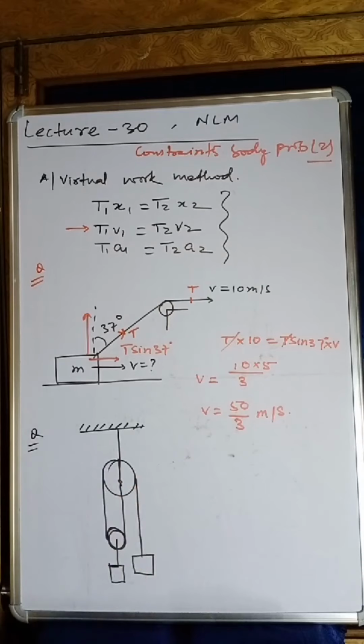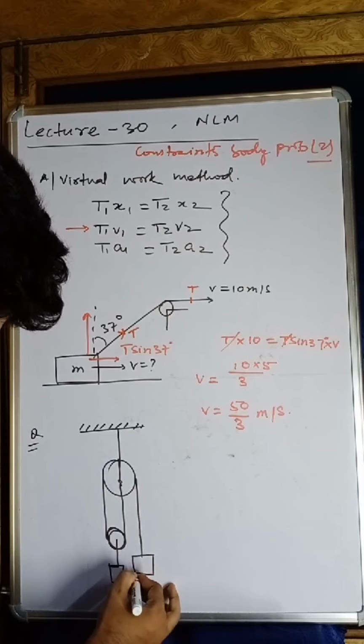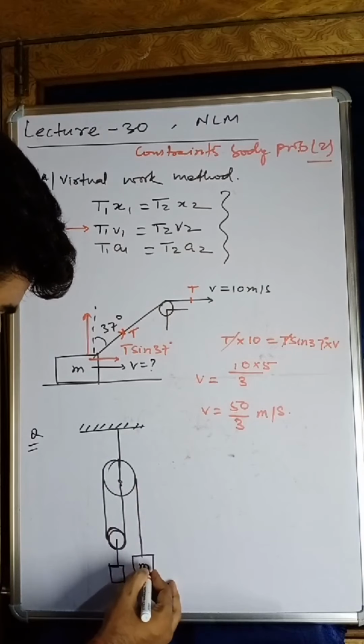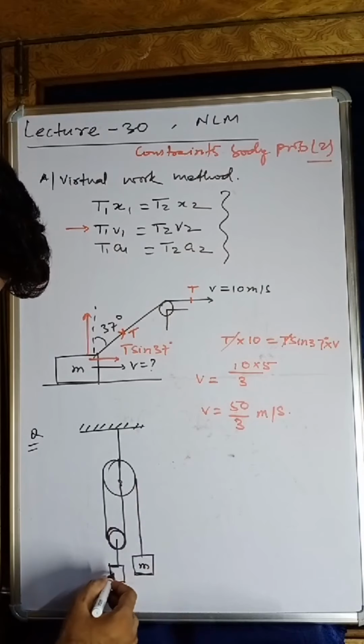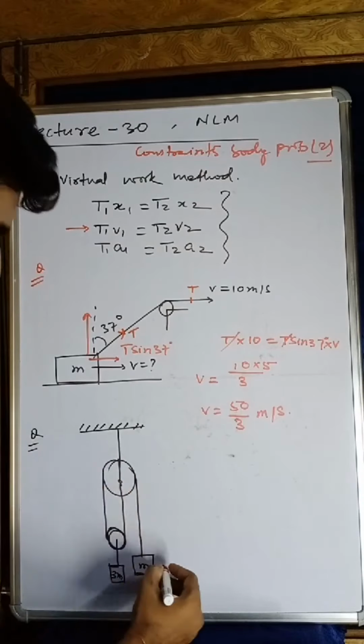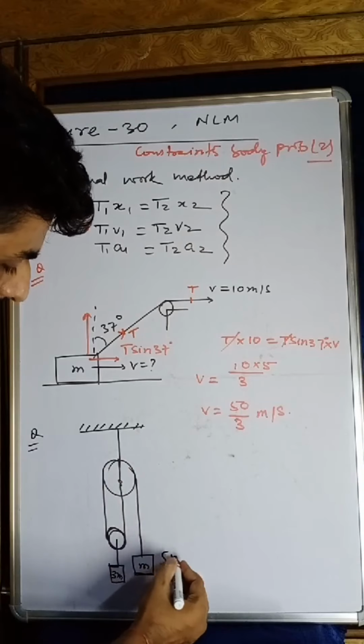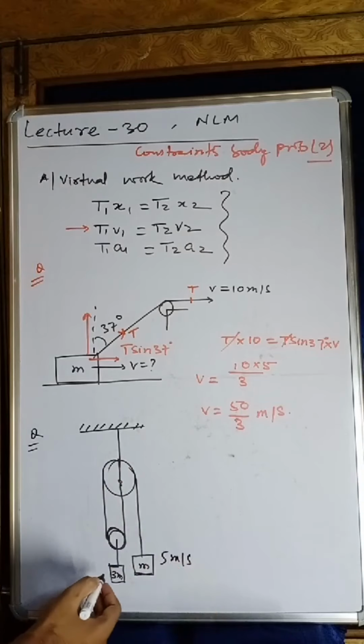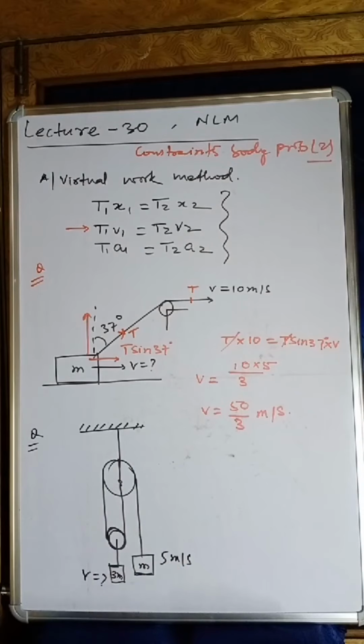Now, this is our next question. This is the mass, suppose m, and this is 3m. Now you have to find the velocity. If the velocity of this is 5 meters per second, then what will be the velocity of this block? You have to find the acceleration. How will you solve? Also, you have to find the tension in each string.